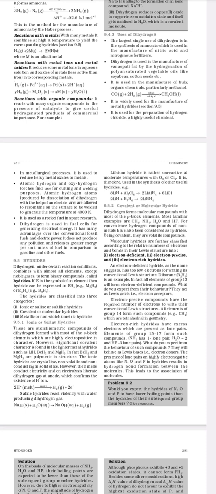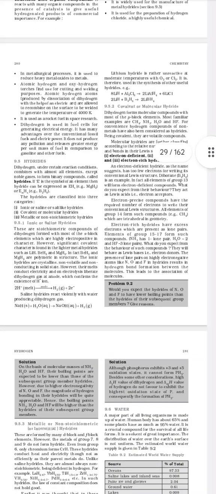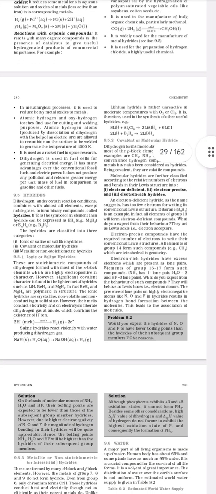It is used as a rocket fuel in space research. Dihydrogen is used in fuel cells for generating electrical energy. It has many advantages over the conventional fossil fuels and electric power. It does not produce any pollution and releases greater energy per unit mass of fuel in comparison to gasoline and other fuels. So next topic is hydrides.